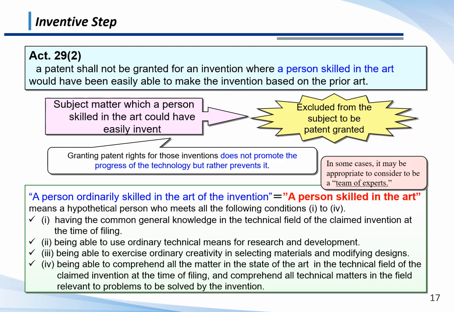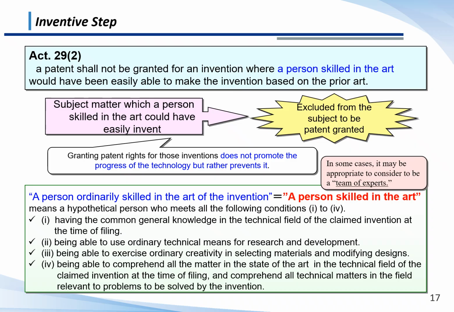A person ordinarily skilled in the art of the invention, also known as a person skilled in the art, means a hypothetical person who meets all the following conditions 1 to 4. 1. Having the common general knowledge in the technical field of the claimed invention at the time of filing. 2. Being able to use ordinary technical means for research and development, including document analysis, experiment, technical analysis, manufacture, etc. 3. Being able to exercise ordinary creativity in selecting materials and modifying designs, and 4.